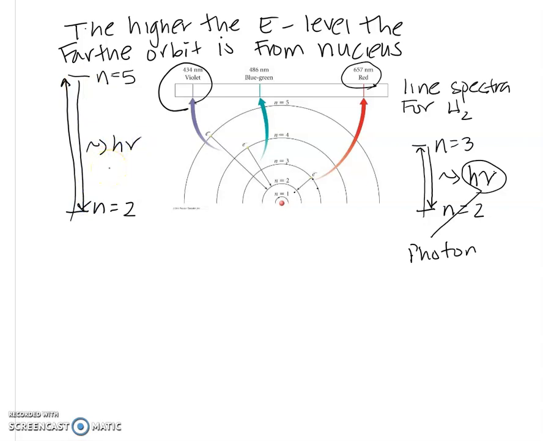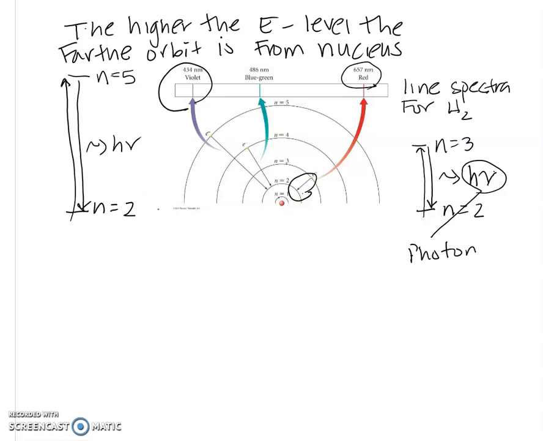So there's our photon. And here, why we see red versus violet, notice that the transition between 3 and 2 is you need less energy to excite and relax from the 2 to 3 or 3 to 2 orbits than you do from the 5 to 2. And that should make sense when we learned about energy.